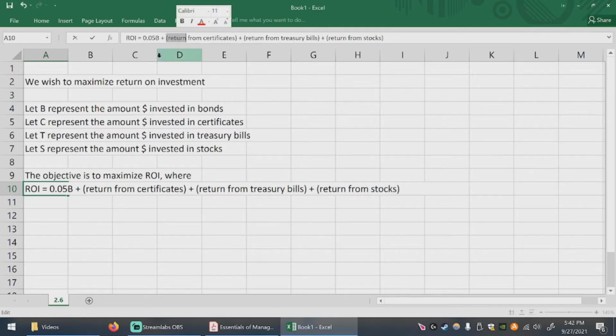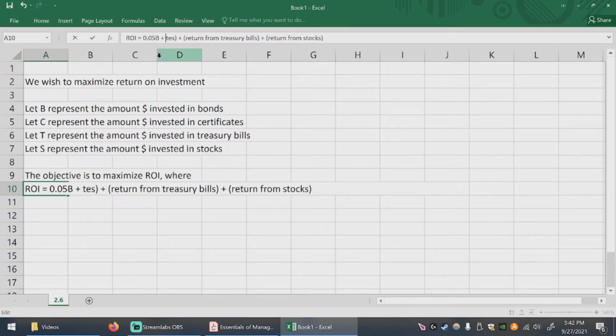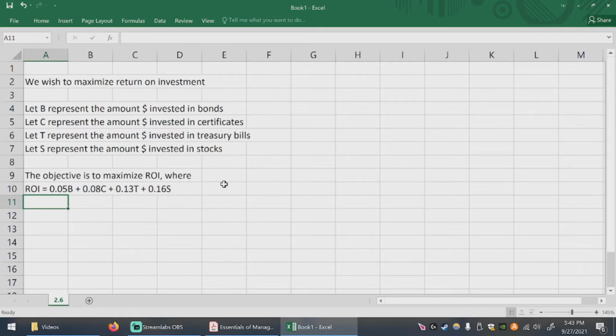So return from certificates is 8% times the amount. And we continue in this fashion. Treasury bills, I do not remember the percentage. It's 13%. Nice. 0.13 times T. And lastly, stocks, it's 16%. Very nice. 0.16 times S. Done. Easy, if I systematically build this up.